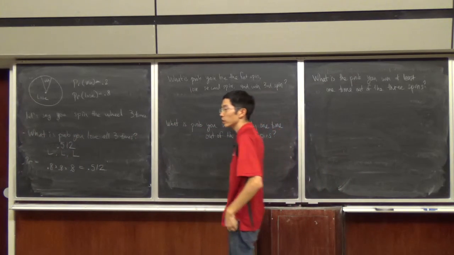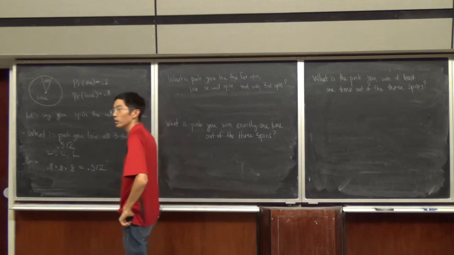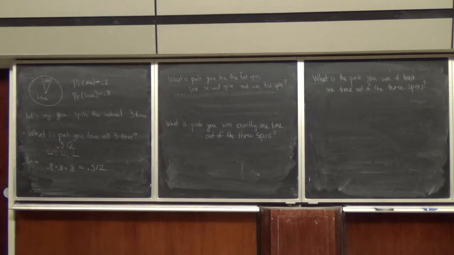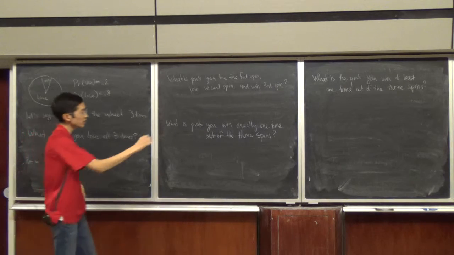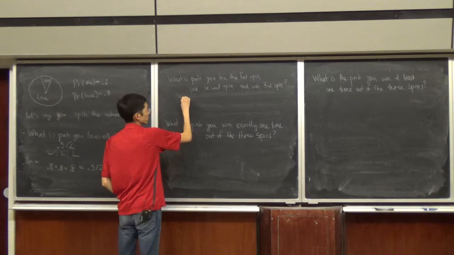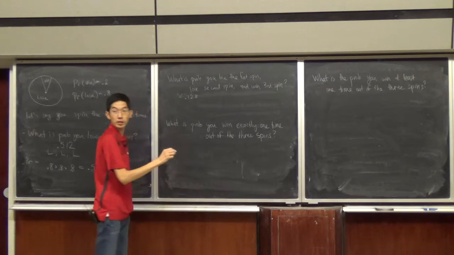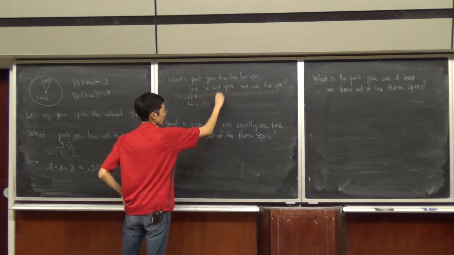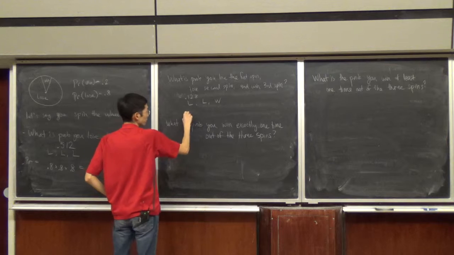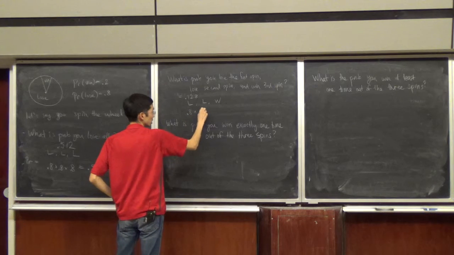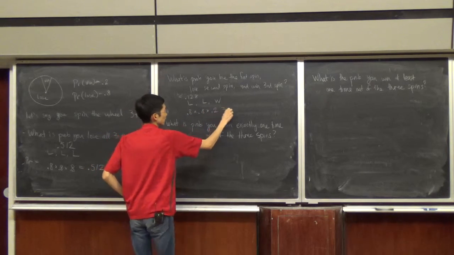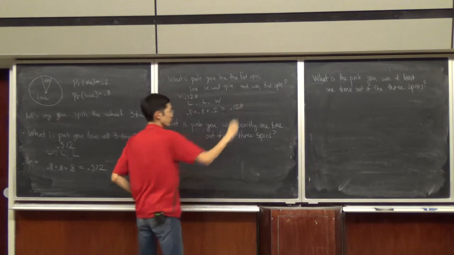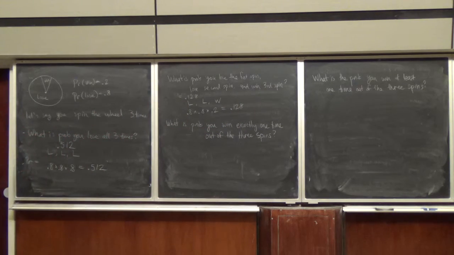Okay. What about this one over here? The answer is 0.128. Do we get that? So the first game you have to lose, the second game you lose, and the third game you win. And so we have 0.8 times 0.8 times 0.2, and we get 0.128. Is that okay for the first and the second examples?